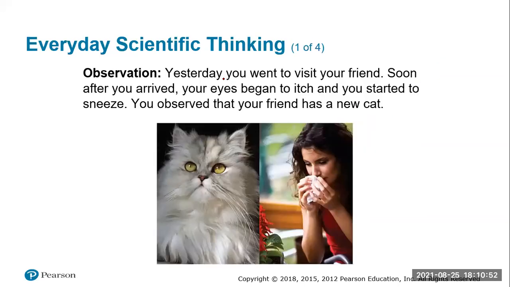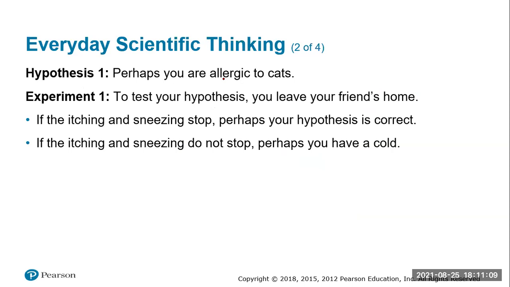So, when we think about observations, we think about experiments you could do and so forth. For example, here's one I think the book has. Yesterday, you went to visit your friend. Soon after you arrive, your eyes start to itch and so forth. So you observed the cat. You could come up with a hypothesis that perhaps you are allergic to cats. You could test that by, obviously, leaving your friend's home. If the itching and sneezing stops, perhaps you were correct.